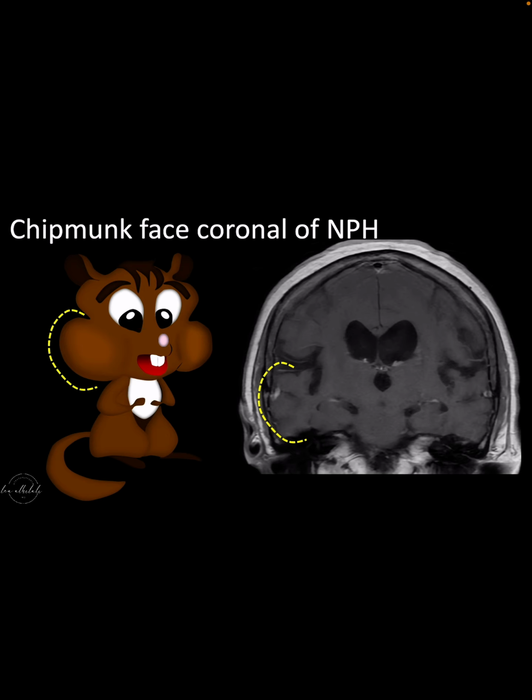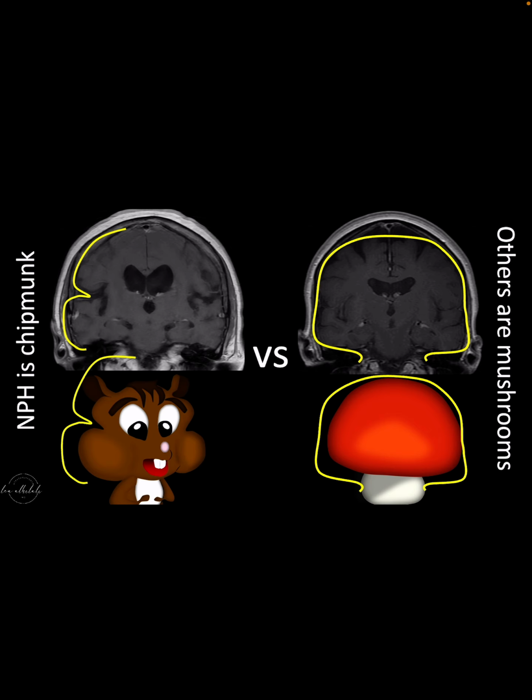The widened sylvian fissures separate the temporal lobes from the rest of the brain, and this makes them kind of like chipmunk cheeks, and then the tight CSF spaces at the vertex look like the little chipmunk tuft of hair at the top. So this separation of the temporal lobes, these chipmunk cheeks, is not seen when the ventricles are big related to volume loss. Because when it's volume loss, the sylvian fissures are being closed, so it'll look more like a mushroom rather than chipmunk cheeks.